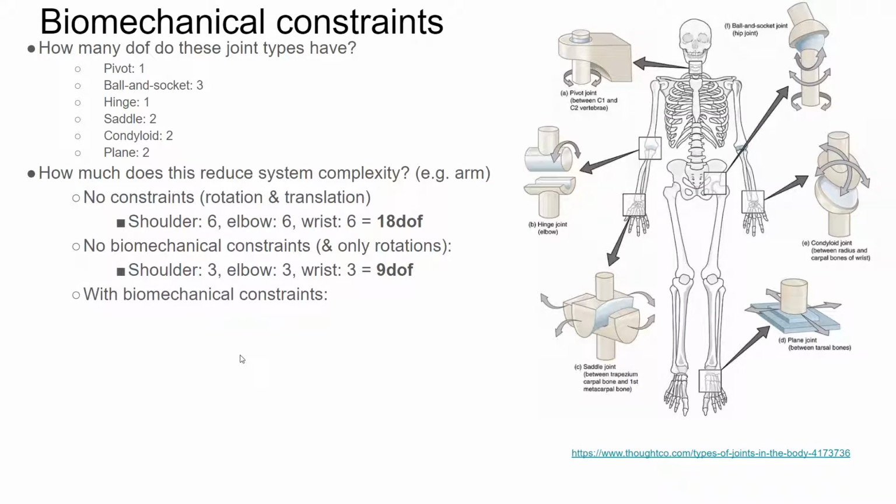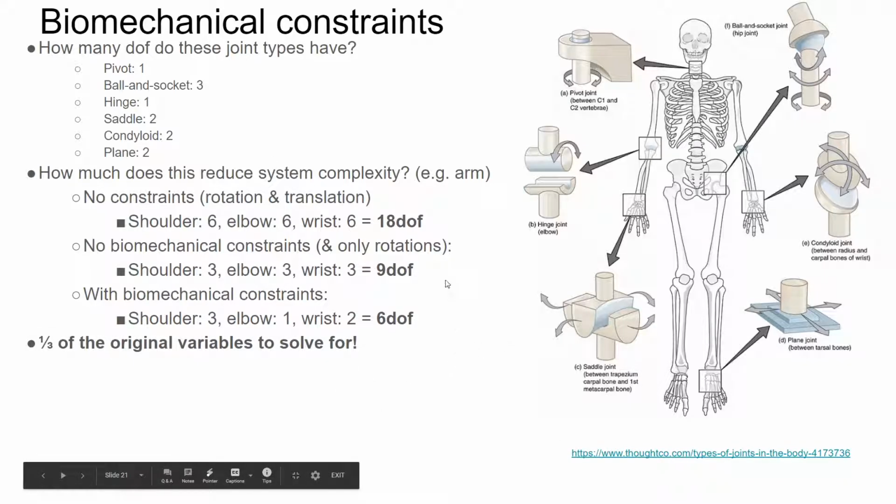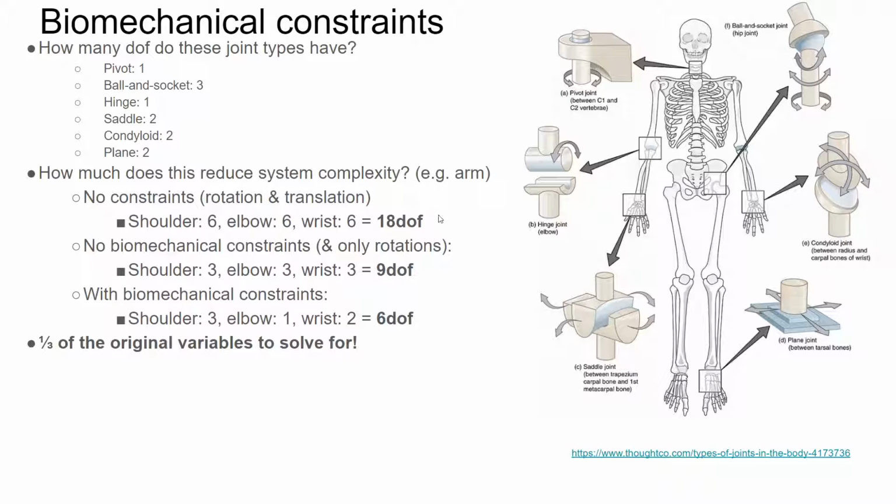Then if we add the biomechanical constraints, given how many degrees of freedom each joint can move, the shoulder has 3 because it's a ball and socket joint, the elbow has 1, and the wrist has 2. So now we only have 6 degrees of freedom. So we have a third of the variables to solve for, as compared to the original naive method, which is pretty important. This means that we have to calculate fewer constraints.